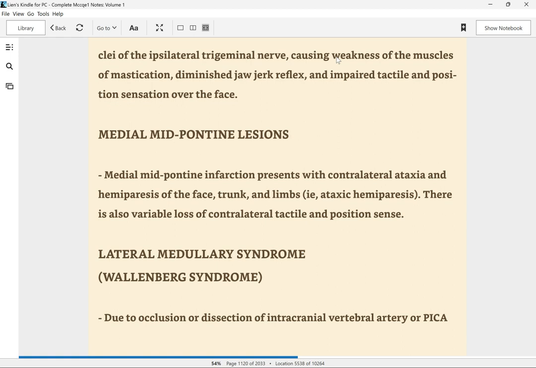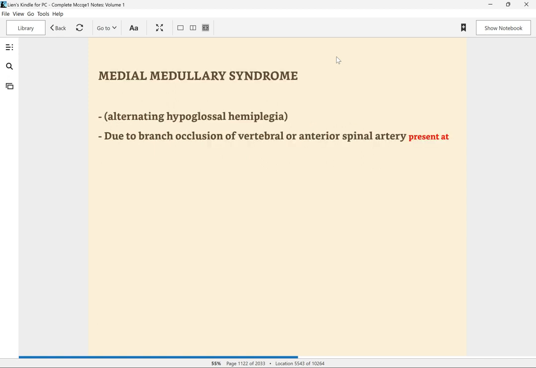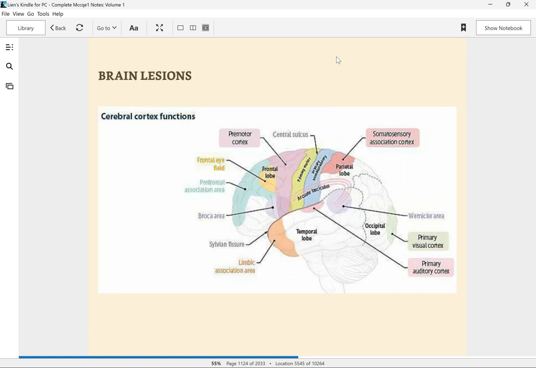Lateral medullary syndrome, Wallenberg syndrome, is due to occlusion or dissection of the intracranial vertebral artery or PICA. Signs of nucleus ambiguus involvement are typical, with loss of gag reflex; voluntary motor function of face and body is usually intact. Dx is made by MRI. Rx: thrombolytics, e.g. tPA. Medial medullary syndrome, alternating hypoglossal hemiplegia, is due to branch occlusion of the vertebral or anterior spinal artery present at the same time.